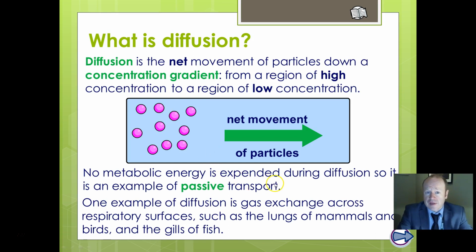Diffusion and other things that we're going to talk about today are both examples of passive transport. In other words, no energy is required. So we don't need energy from ATP, we don't need energy from respiration. It will happen. It's a purely physical process.